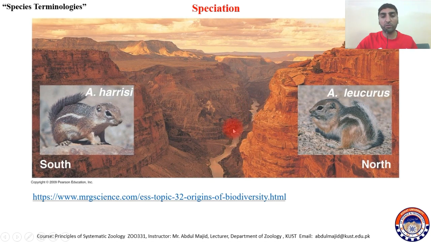When this barrier was not present, they were interbreeding with each other and there was no problem. But because of the appearance of this canyon, they became isolated, and now you can say these are totally allopatric populations. This is the northern side squirrel and the southern side squirrel. They are very different from each other now because they are isolated, and with the passage of time, changes will accumulate in them and they will speciate and a new species will arise.